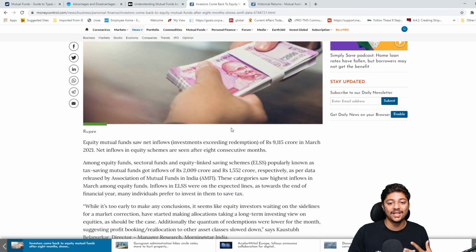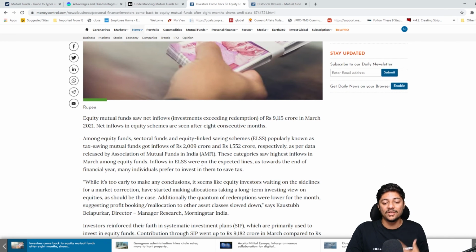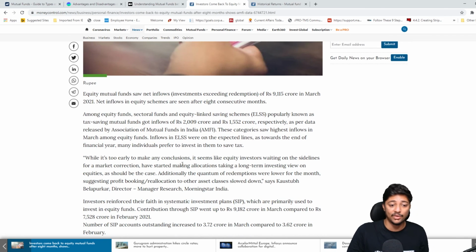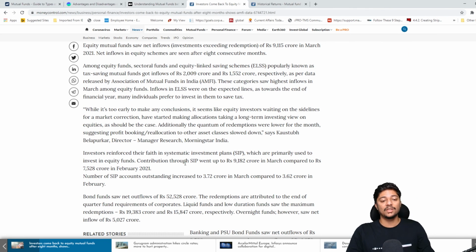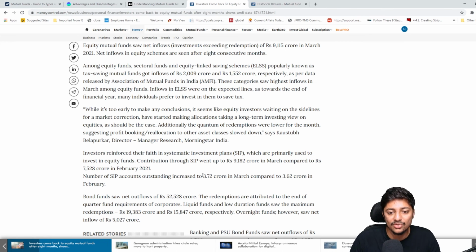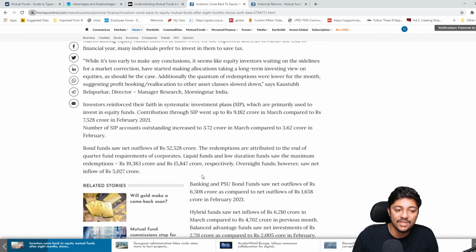So everyone's running back and coming to mutual funds, especially ELSS, obviously, because it's the end of the financial year, a lot of people are investing in ELSS, 1.5 lakhs, so milta hi hai aise. But a lot of SIP accounts are also coming, increased to 3.72 crores. So a lot of SIP is coming in, and SIP is very good for mutual fund houses, because SIP gives them a lot of revenue. So this is why it is super important.